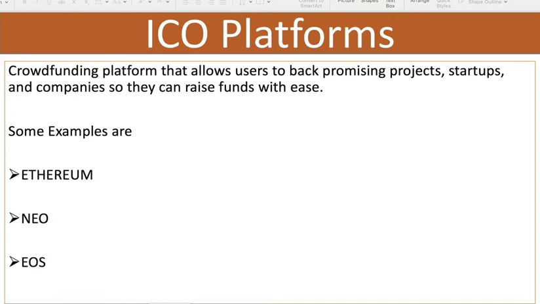Now, coming on to ICO platforms. What are ICO platforms? Crowdfunding platforms that allow users to back promising projects, startups, and companies so they can raise funds with ease. When we speak of ICO platforms, Ethereum is often compared to the Apple App Store in that Apple essentially builds the infrastructure which applications can develop and launch on.